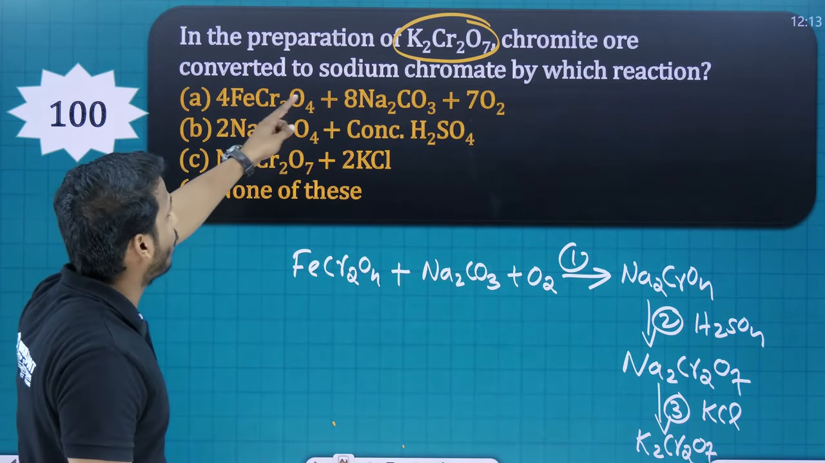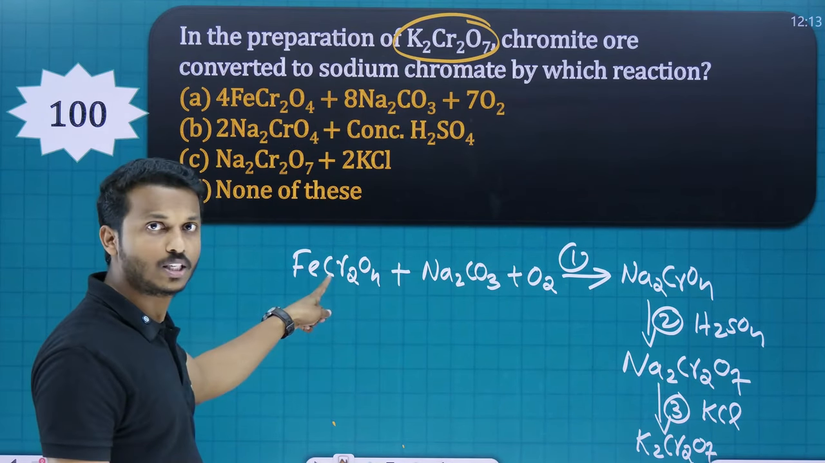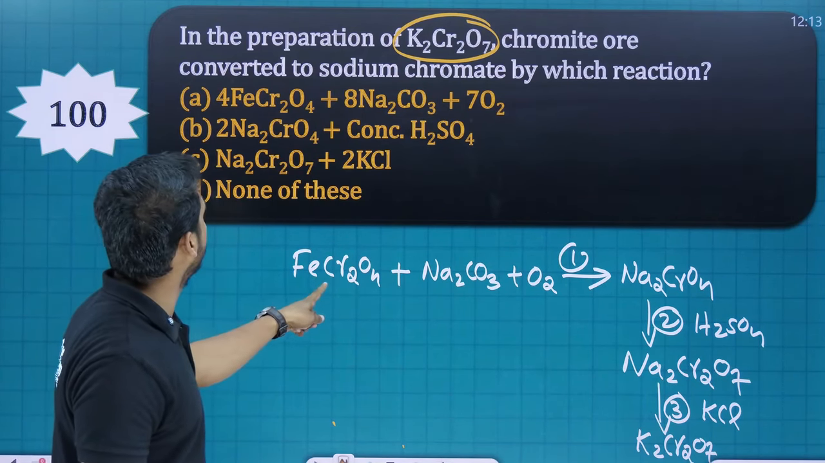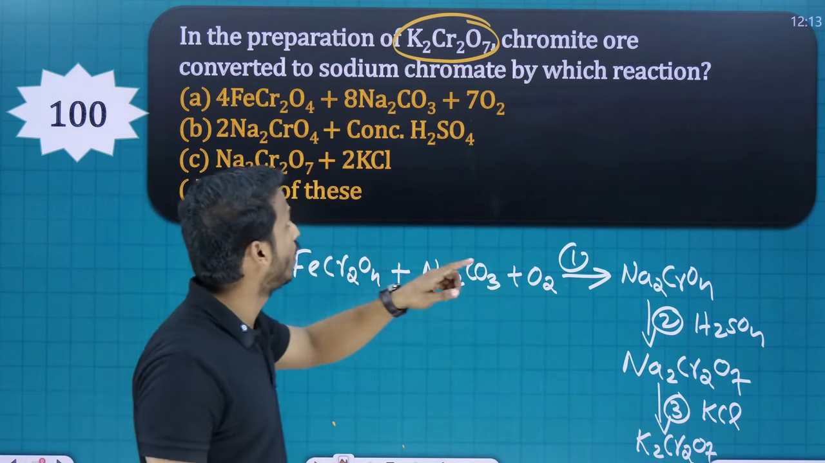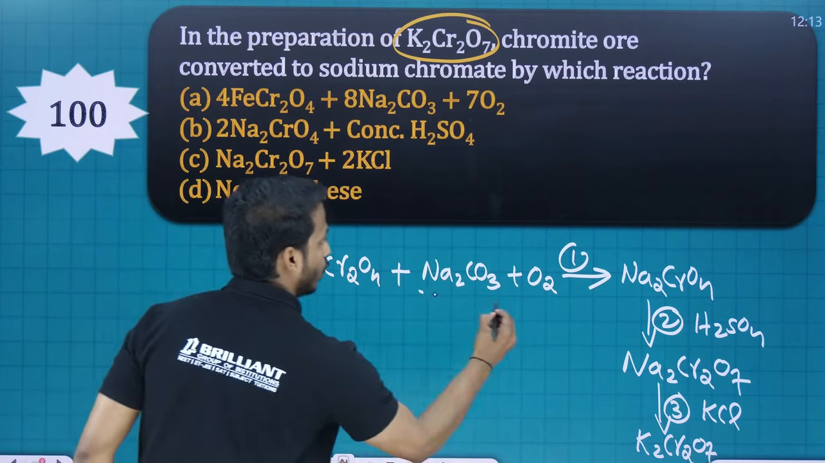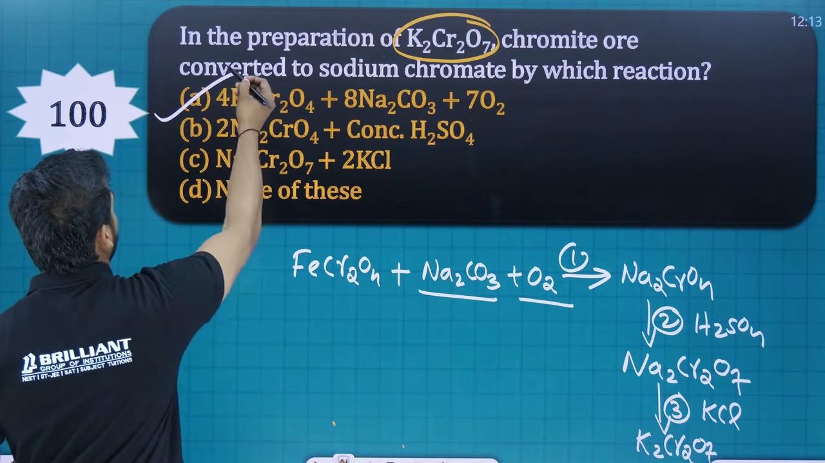So question, in the preparation of K2Cr2O7, chromite ore is converted to sodium chromate. By which reaction? By treating with what? Na2CO3 and oxygen. That is option A.